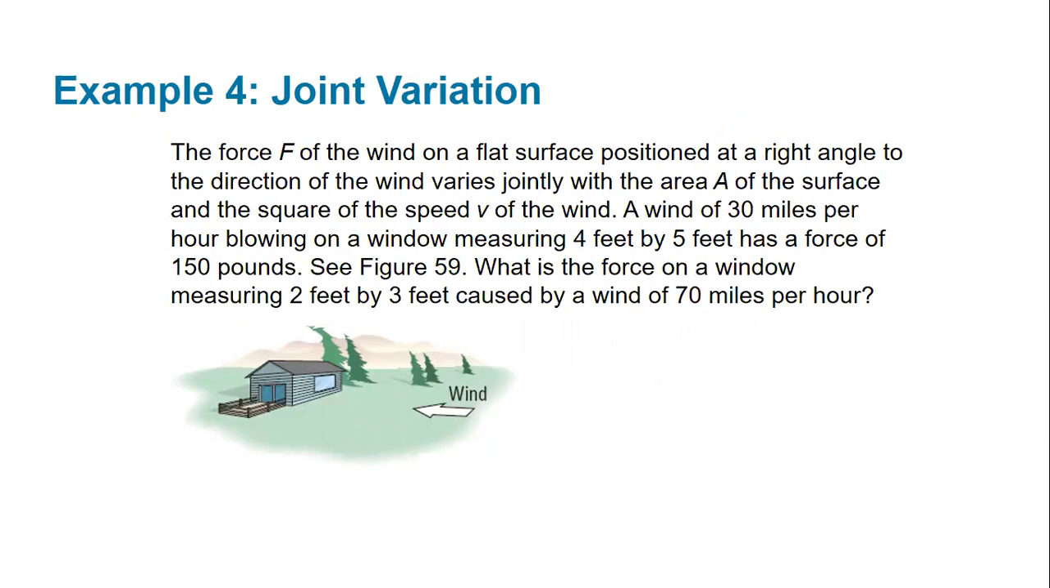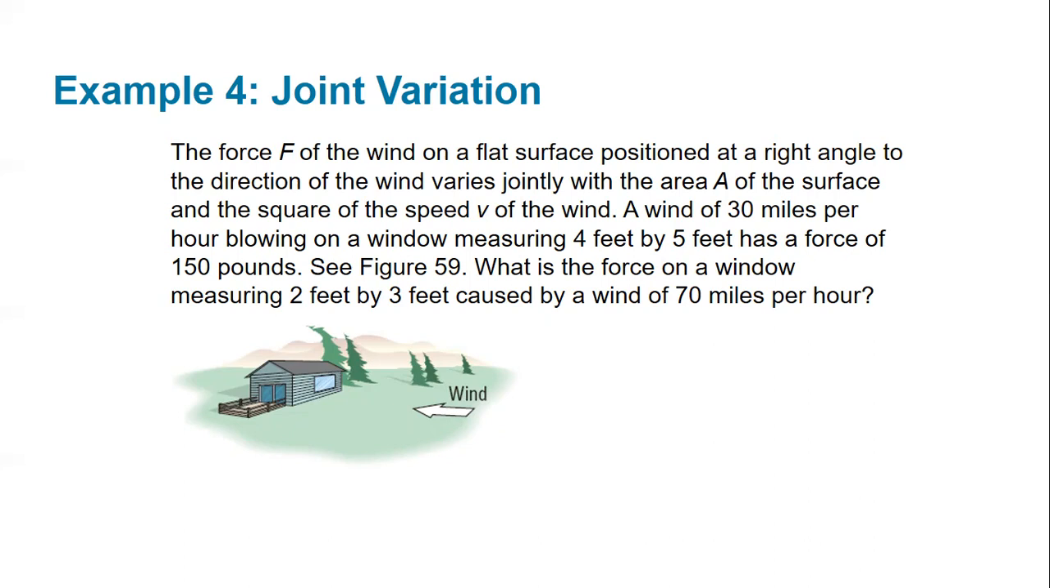The last part of our notes: the force F of the wind on a flat surface positioned at a right angle to the direction of the wind varies jointly with the area of the surface and the square of the speed V of the wind. A wind of 30 miles per hour blowing on a window measuring 4 feet by 5 feet has a force of 150 pounds. Look at the figure below. What is the force on a window measuring 2 feet by 3 feet caused by a wind at 70 miles per hour?